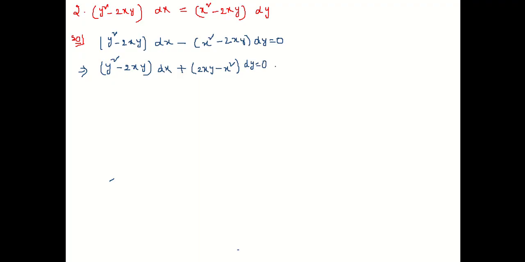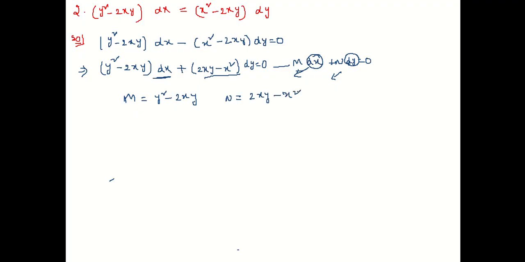Now this equation is of the form M dx plus N dy equals 0. Now where M equals, see how you can take M: the dx coefficient is M, the dy coefficient is N. So like that you have to compare it. So the dx coefficient is M, so M equals y square minus 2xy, and the dy coefficient is 2xy minus x square, which you have to consider as N.